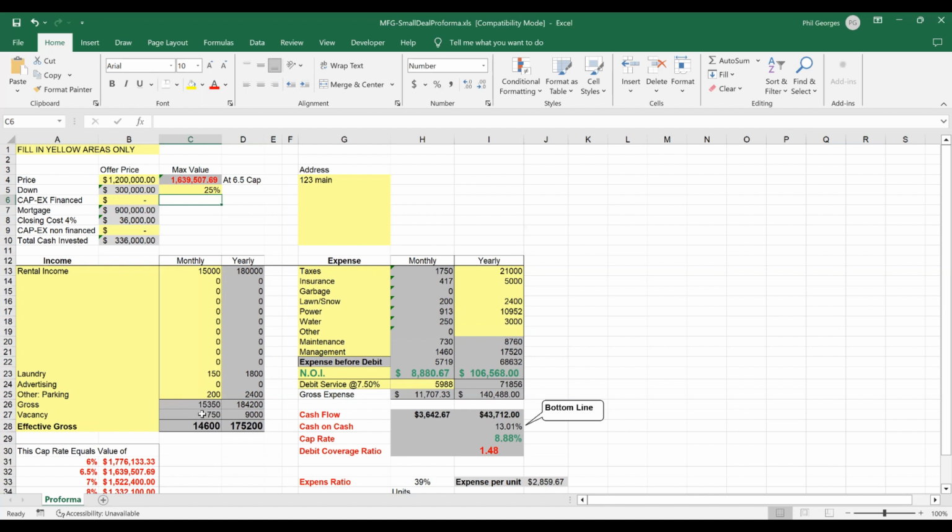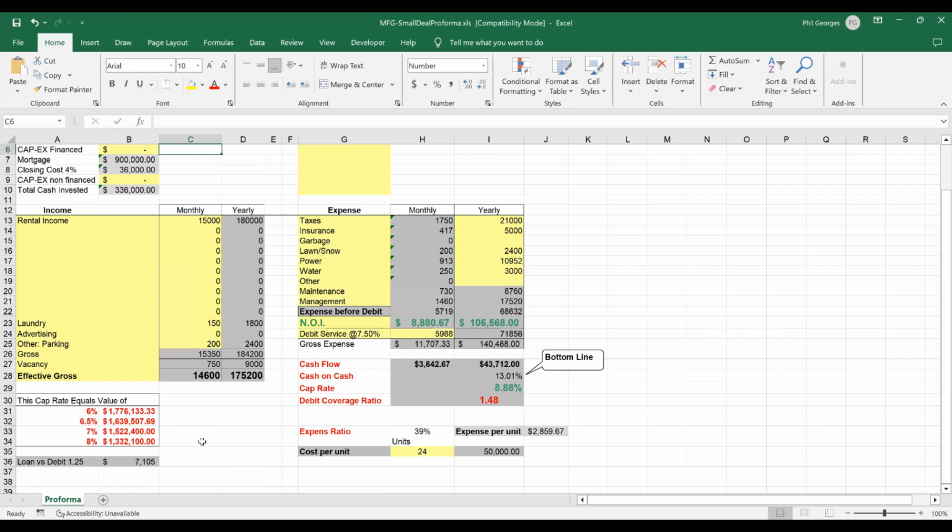It automatically factors in a 5% vacancy. Now, on smaller deals, 5% is a respectable amount. You really shouldn't experience much more than that on a smaller deal. Then it gives you the effective gross income. And if you come down a little further on the left-hand side, you'll see it tells you the values based on a cap rate. Now, as I mentioned, on smaller deals, cap rates are not as relevant.